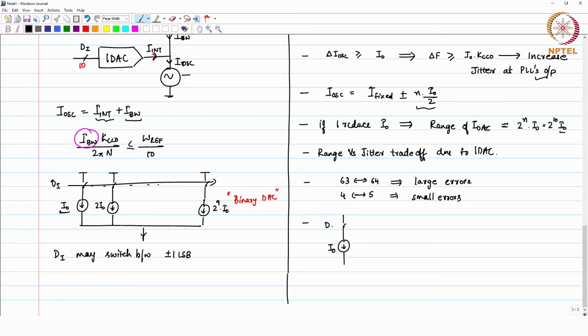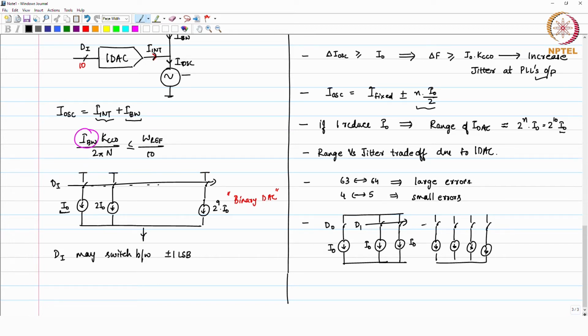So, if this is controlled by D0, then for D you can have binary input, but the control is more of a thermometer one. So, this is I naught, this is also I naught and this is also I naught, and these two are controlled by the D1 bit. Similarly, you are going to have 4 current sources, like this for D2 control, and all the current sources are like this.